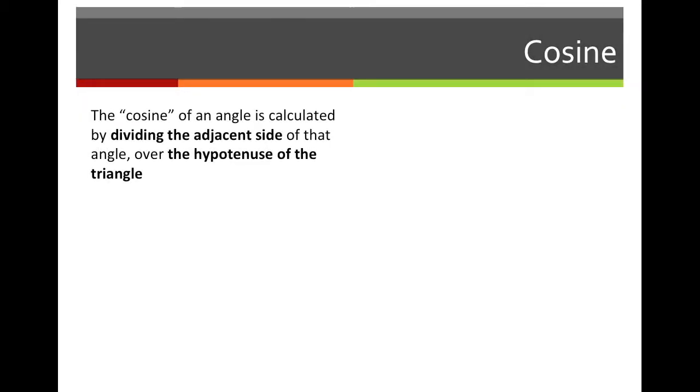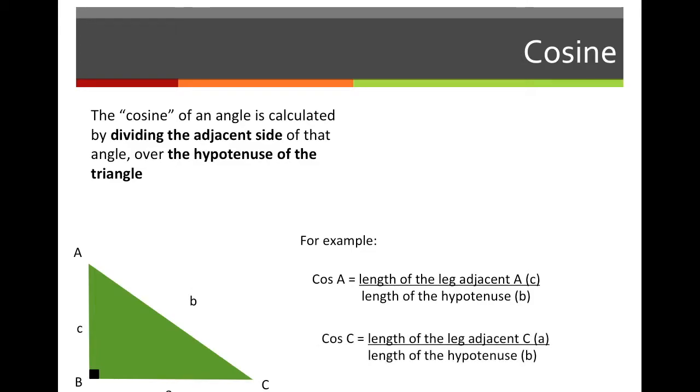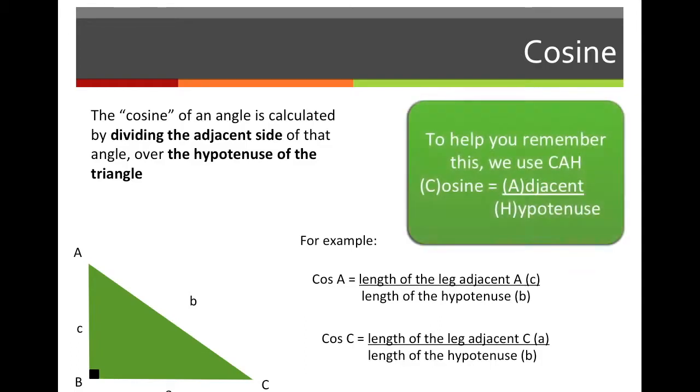Now let's look at cosine. The cosine of an angle is calculated by dividing the adjacent side of that angle over the hypotenuse of the whole triangle. Here's another similar triangle labeled ABC. If I was talking about the cosine of A, it would be the length of the leg adjacent to A divided by the length of the hypotenuse. Or if I was focusing on C, the cos of C is the length of the leg adjacent to C over the length of the hypotenuse. In order for us to remember what to divide, we use the word CAH, where C is for cosine and AH is adjacent over hypotenuse.